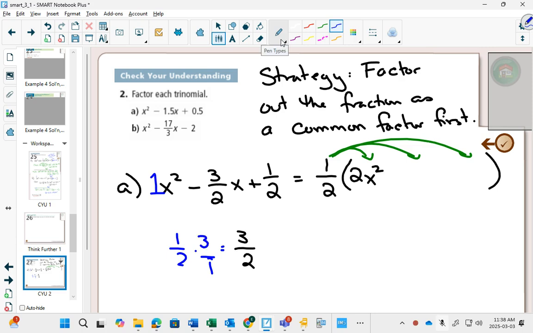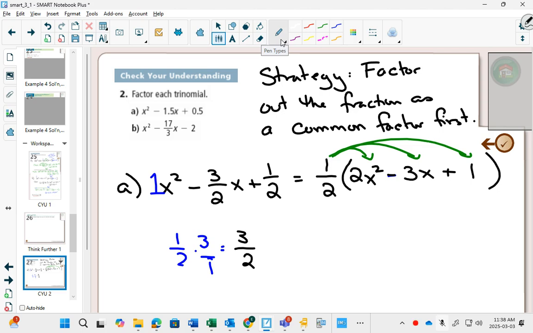Taking the half out of here will give me a minus 3x. Check it. Does a half times 3 give me 3 over 2? It does. And taking a half out of a half would leave us with 1.